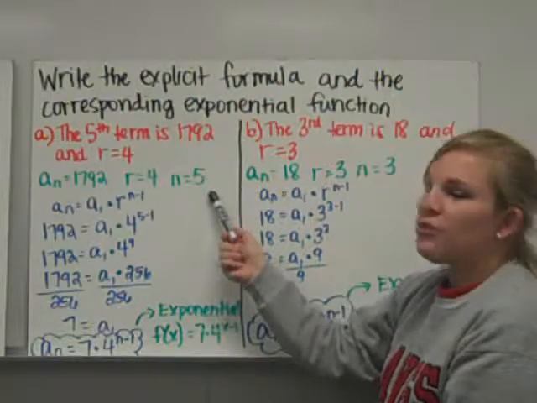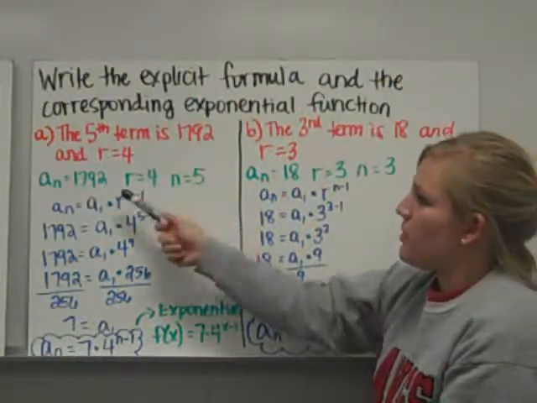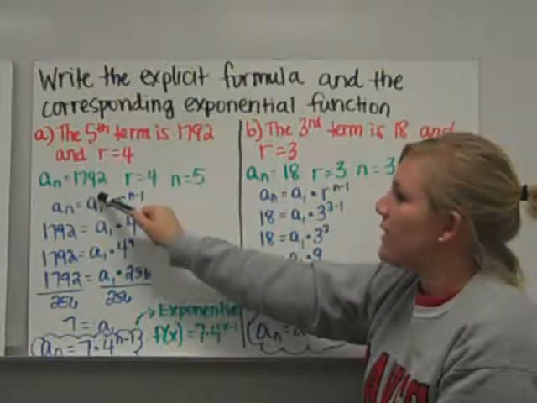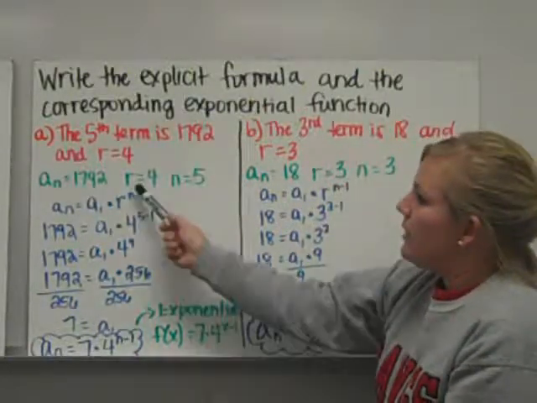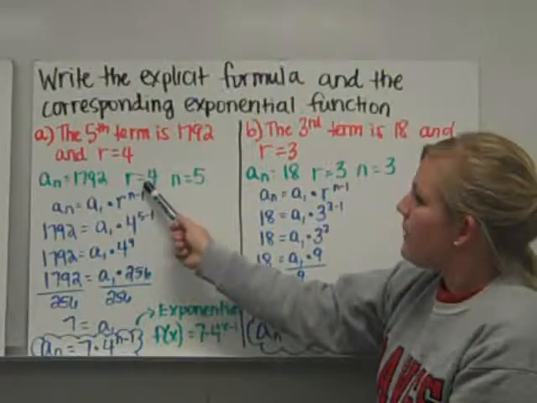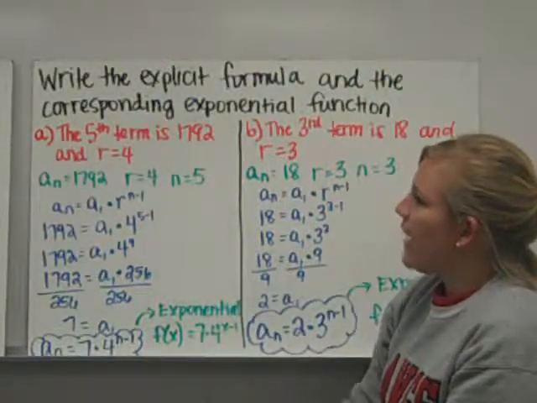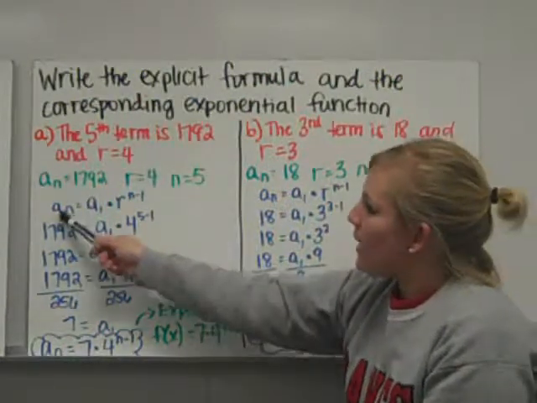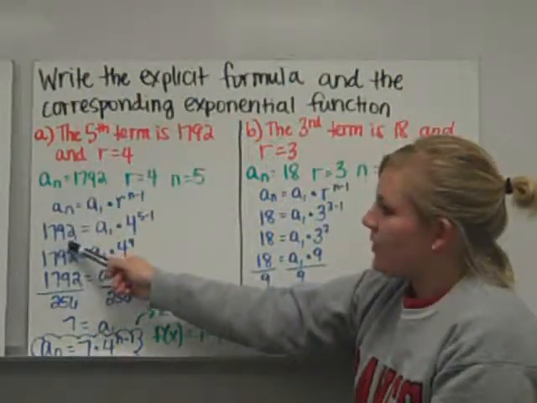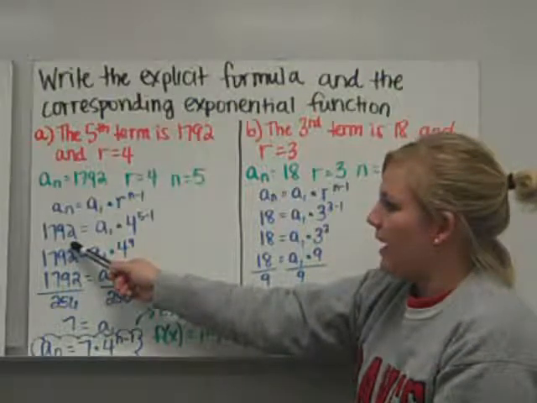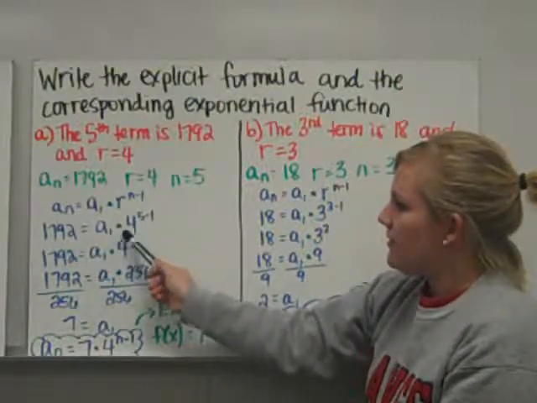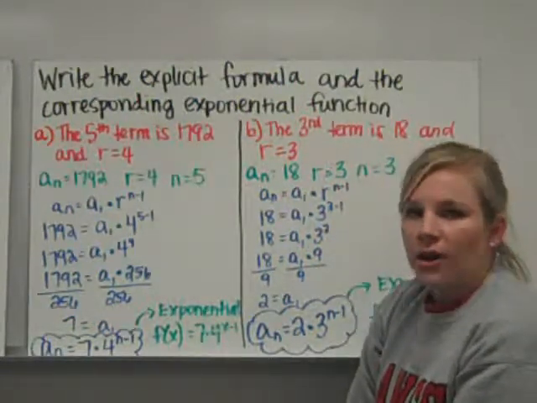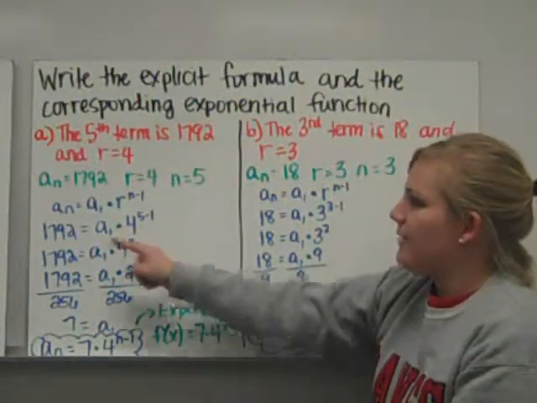So in green here, I've just jotted down some of the pieces of information I need. A sub n, which is the nth term in this case, is equal to 1,792. R is equal to 4, and n is equal to 5. I got that because this was the 5th term. If I plug in what I know, 1,792 is equal to A sub 1 times 4 to the 5 minus 1 power. The only thing that I do not know in order to write this formula is A sub 1.